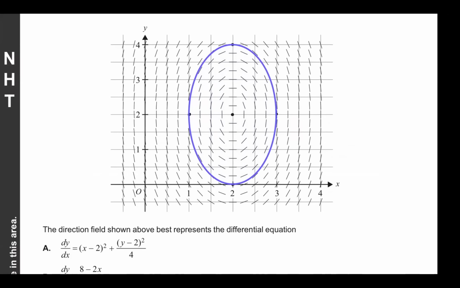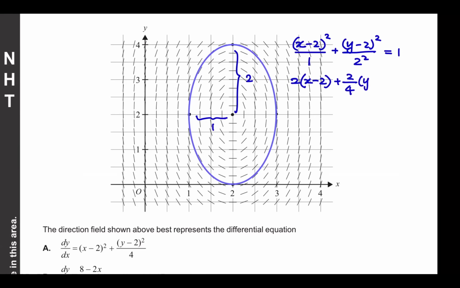So this is a particular solution within this slope field. And we could write this one as (x minus 2) squared divided by a squared, which is 1, plus (y minus 2) squared divided by 2 squared equals 1. And if you use implicit differentiation, you should get 2x minus 2 plus 2 over 4 times y minus 2 times dy dx equals 0. And that's how you generate the dy dx term. Eventually, you should be able to get a half times y minus 2 times dy dx.